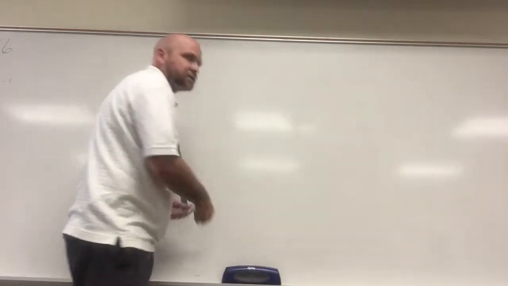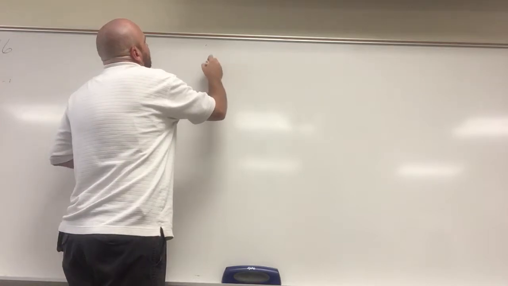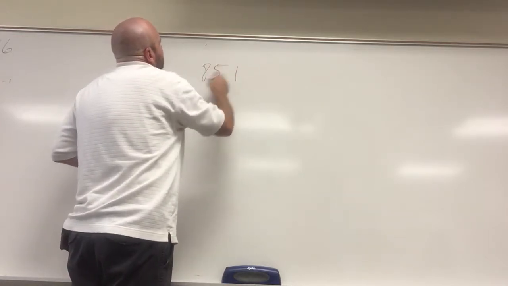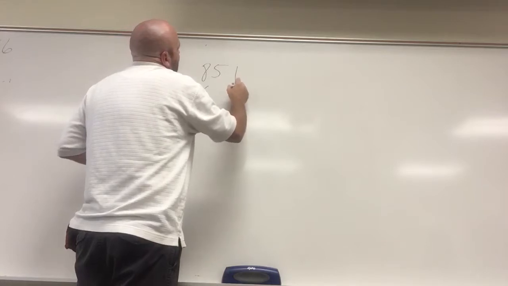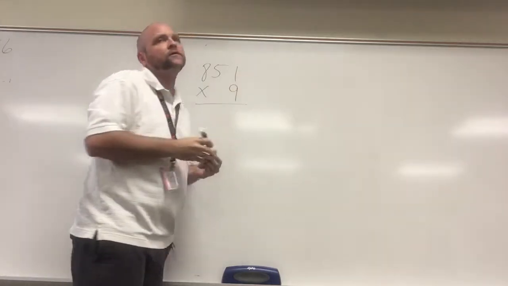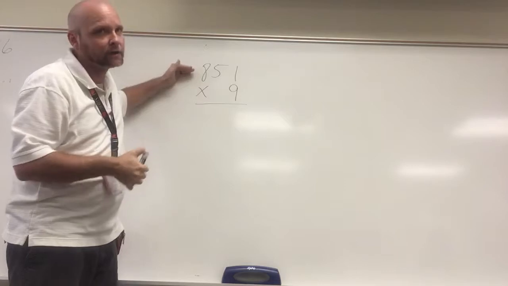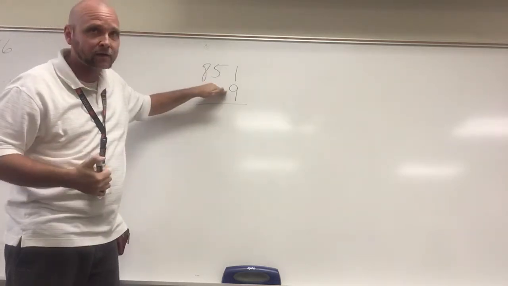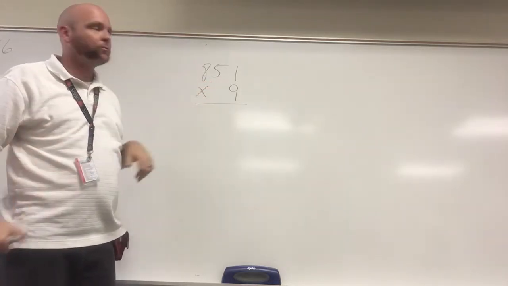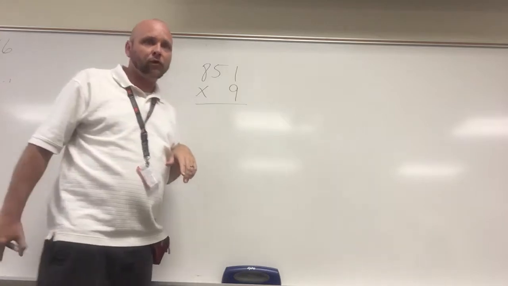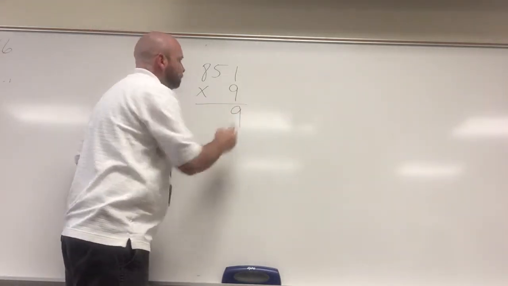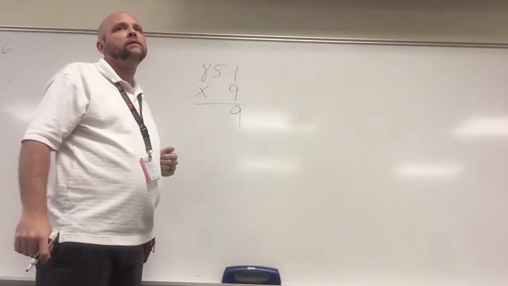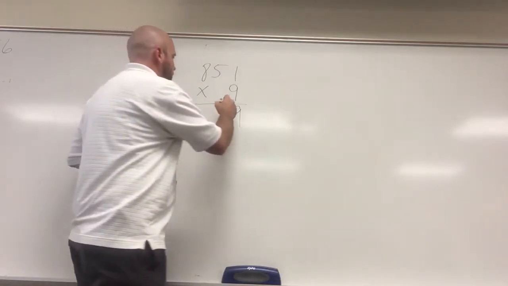3-digit by 1 digit this time. 851 times, let's go 9. So we have 851 times 9. My factor of 851, my factor of 9, and then I'm looking for my product. Okay, so you got your 9 row, right? So 9 times 1 is 9. Good, 9 times 1 is 9. 9 times 5 is 45. 45, excellent.